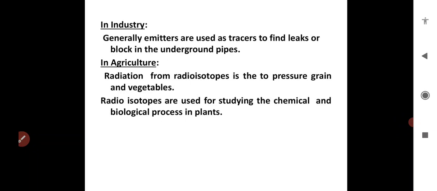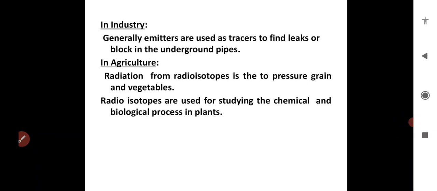Here radioisotopes are used for studying the chemical and biological processes in the plants. The tracer phosphorus 32, in the form of phosphate, is supplied to the roots of a plant to be investigated. Using a counter, the amount of P-32 going to different parts of the plant is measured. This helps in selecting the suitable fertilizer for a given soil and a given crop.